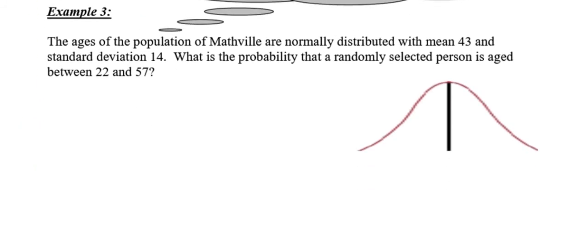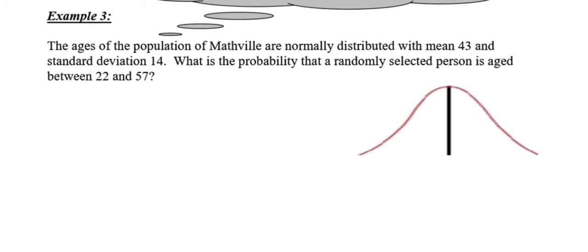The next type of example is where we're looking for the probability of being in between two values. So this is the one that people find the trickiest. The ages of the population at Mathville are normally distributed with a mean of 43 and a standard deviation of 14. What's the probability that a randomly selected person is aged between 22 and 57?